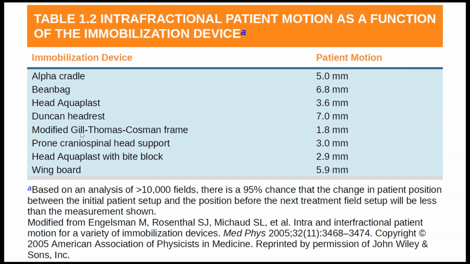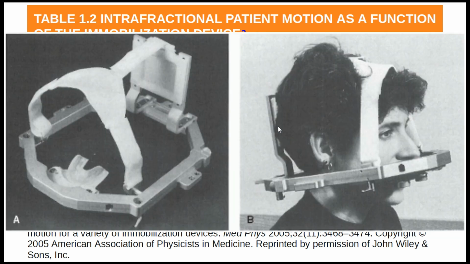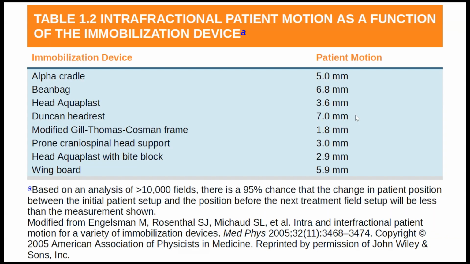Then we have the modified Gill Thomas Cosman frame, giving us a motion of about 1.8 mm. This frame was specifically devised for stereotactic radiosurgery in a gamma knife setup. So this is what the frame looks like, and this frame gets fitted into the machine. So there is almost minimum movement and very good accuracy, very good precision.